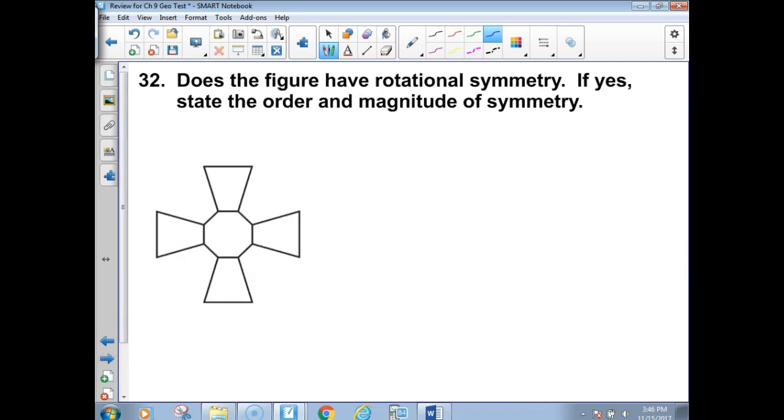Okay, let's see. Does this figure have rotational symmetry? Well, it sure should, because otherwise fans would not be working in our houses, right? Because that looks like a fan. All right, so, and they spin. So this is a yes, okay. The order is what? 4, okay, order 4. You just count up the blades. And then the magnitude would be 360 divided by 4. We've done this one repeatedly, which is 90 degrees.